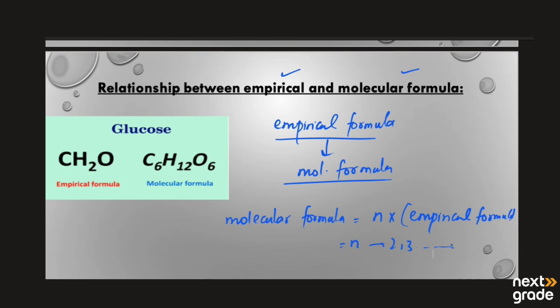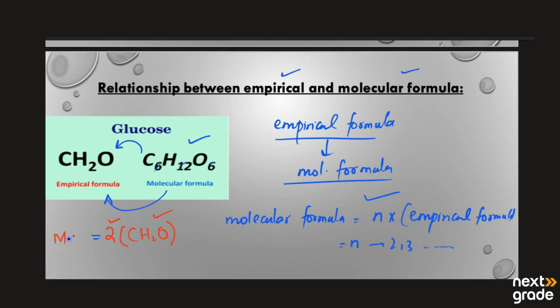For example, here we have the molecular formula for glucose, that is C6H12O6. By simplifying it, we just get CH2O. Then how can we get the molecular formula from this empirical formula? We will use this formula. We will multiply CH2O, that is the empirical formula, by the number N.